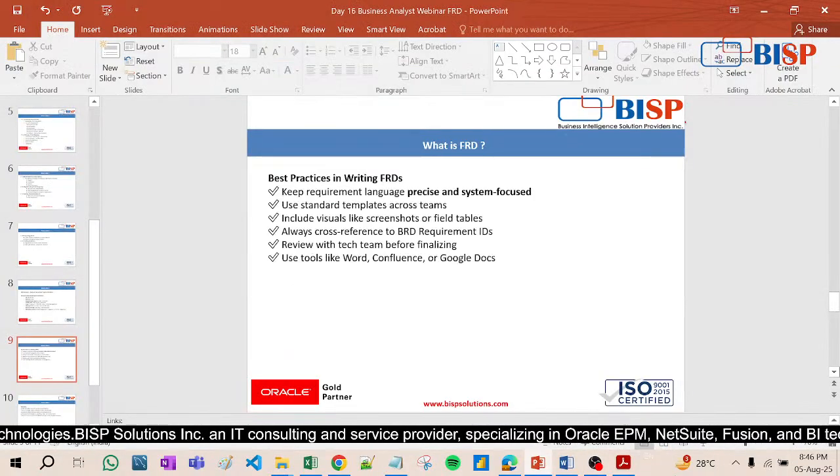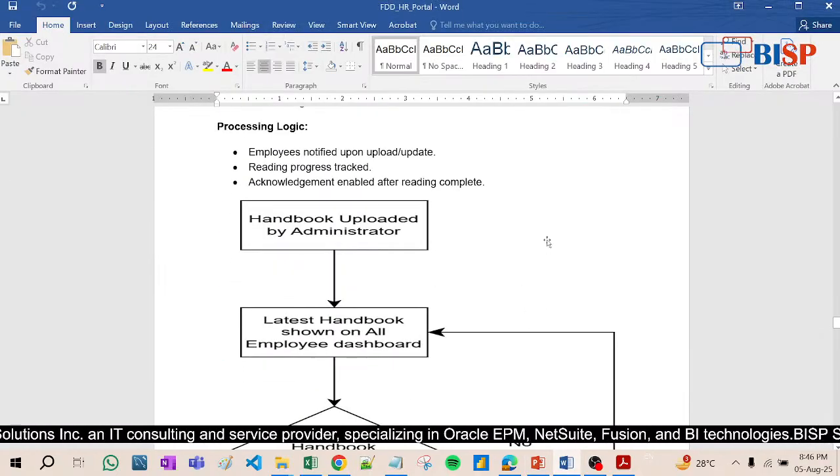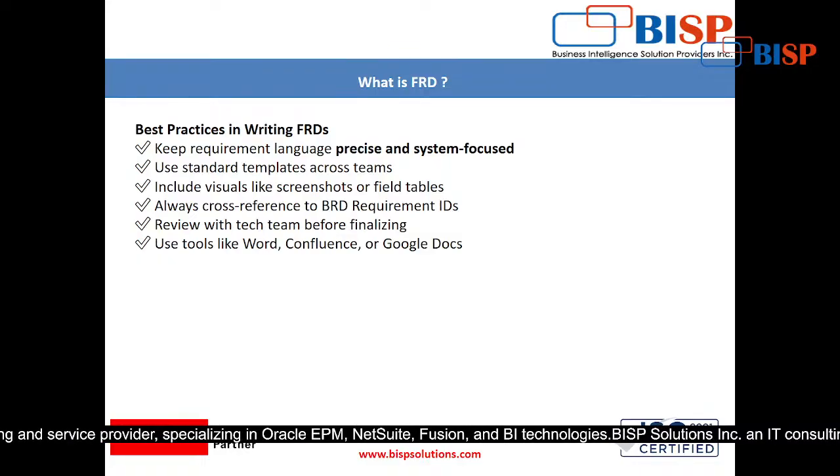Here it is. This is also called workflow, process flow diagram, right? So workflow means not only the NetSuite workflow, but this process flow diagram. Okay. So keep requirement language precise and system focused. In a process requirement design you require what we call a flow chart, right? Process flow diagram. Now in that you have to define it. It reduces the language, but it shows everything in picture format, chart format.